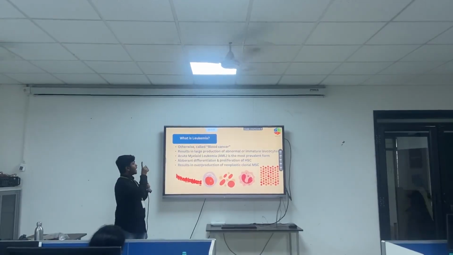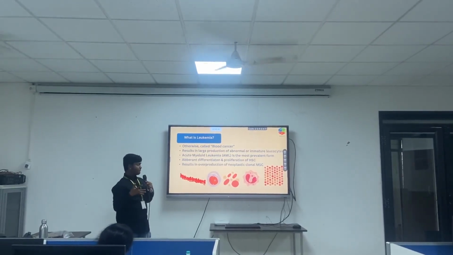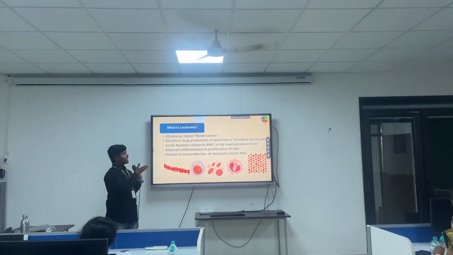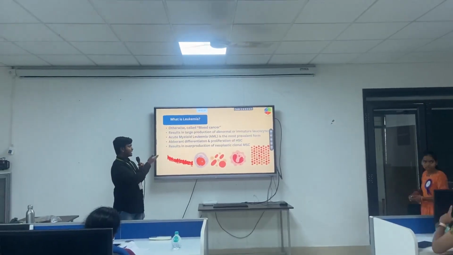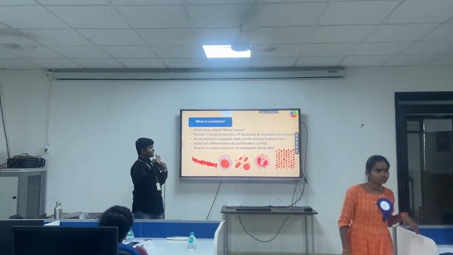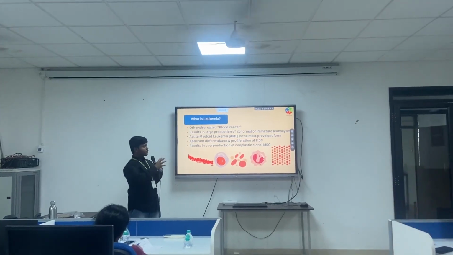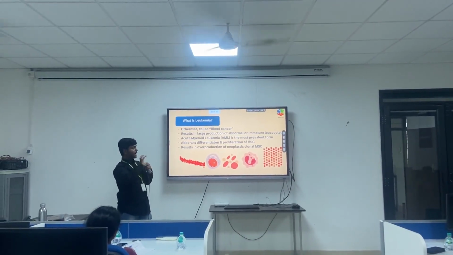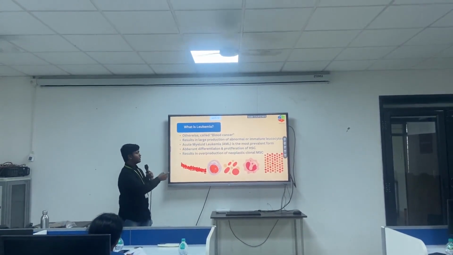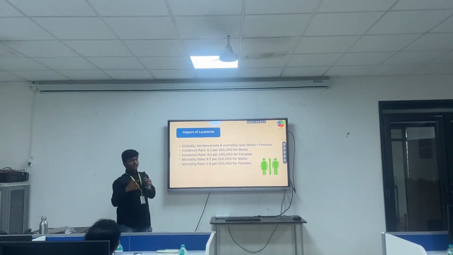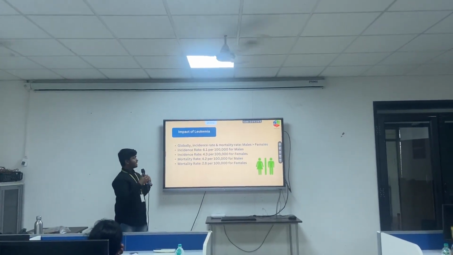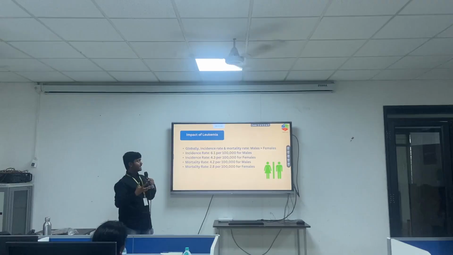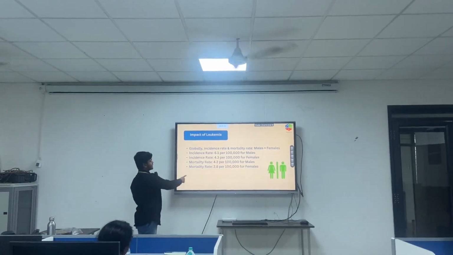Among them, acute myeloid leukemia is the most prevalent form, and this is due to the abnormal differentiation and proliferation of HSC. HSC stands for hematopoietic stem cells. Because of that, there is overproduction of neoplastic clonal myeloid stem cells. These tumorous myeloid stem cells produce immature leukocytes, which causes the progression of leukemia. If you look at the impact, we can see that males have a higher incidence and mortality rate compared to females, and you can check the statistics over here.